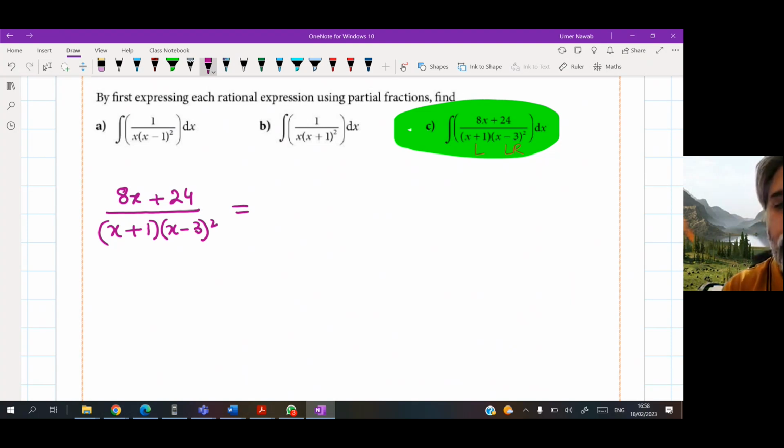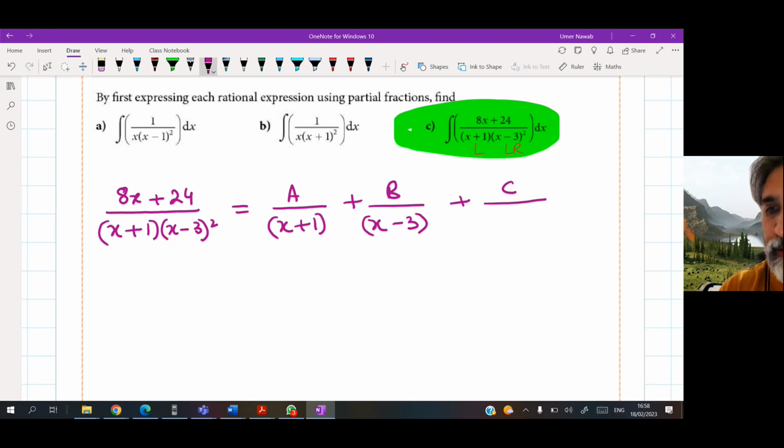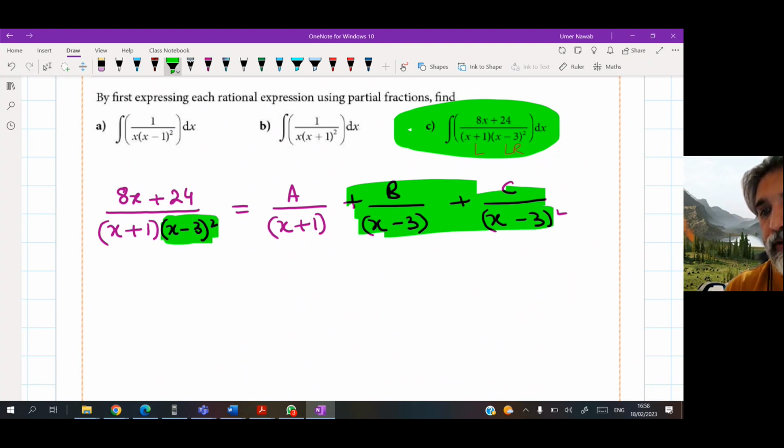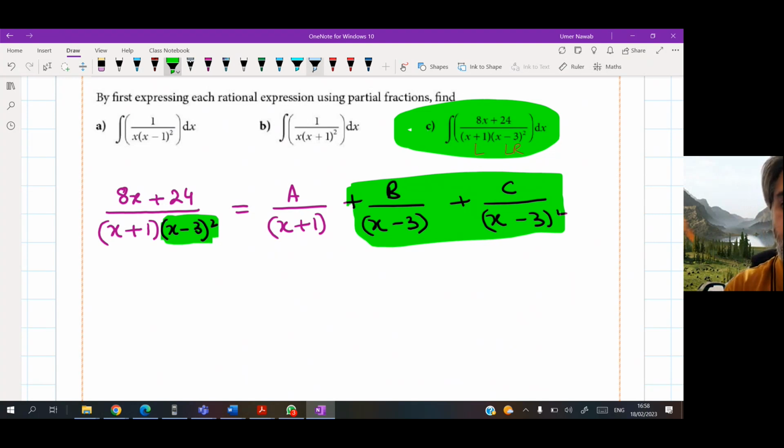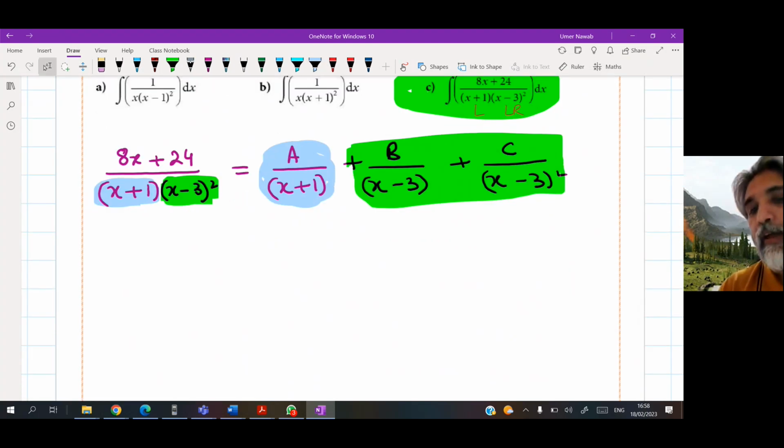Now I will get 3 partial fractions. A over x plus 1, plus B over x minus 3 to the power 1, plus C over x minus 3 whole squared. Basically, for this we wrote 2 partial fractions, and for this we wrote only 1 partial fraction. But we have to get the value of A, B, and C.